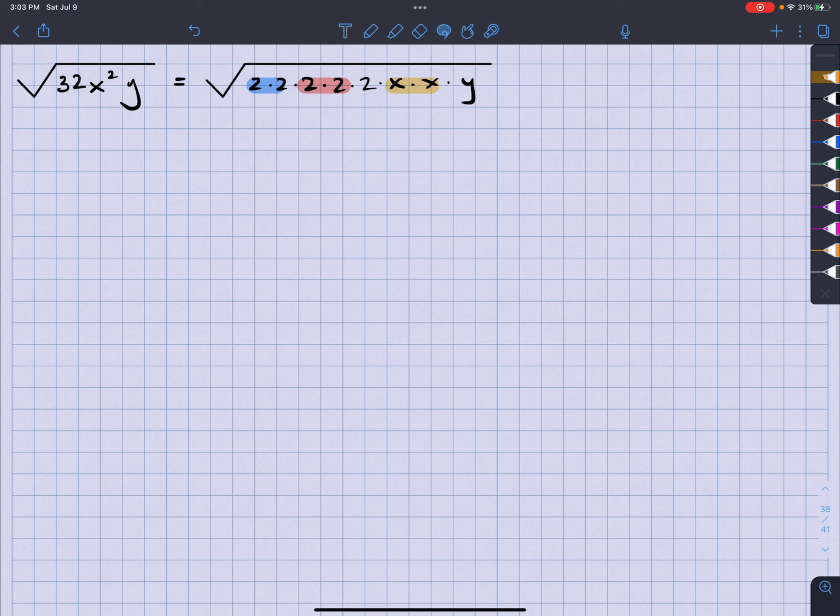Okay. So what comes out to play? Well, I got a 2 times 2, which gives me a 4, and an x with the square root of 2y left. All right, and that is choice C, and there we go.